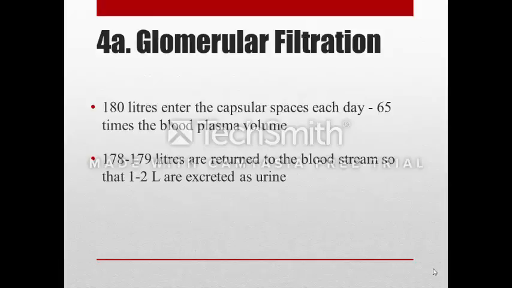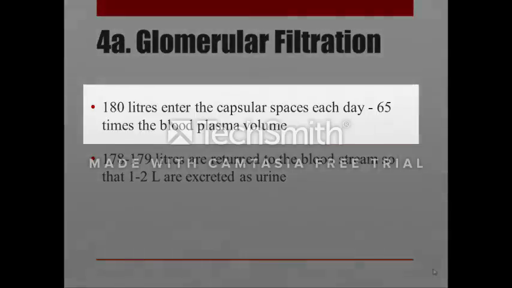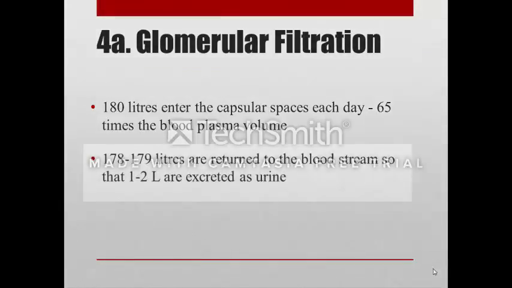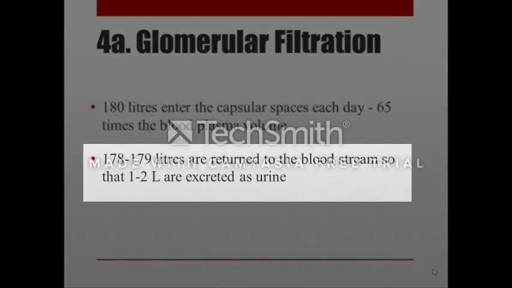So firstly we'll look at glomerular filtration. Approximately 180 litres of fluid enters the capsular spaces each day. This is about 65 times blood plasma volume. Between 178 and 179 litres are returned to the bloodstream, so 1 to 2 litres are excreted as urine.